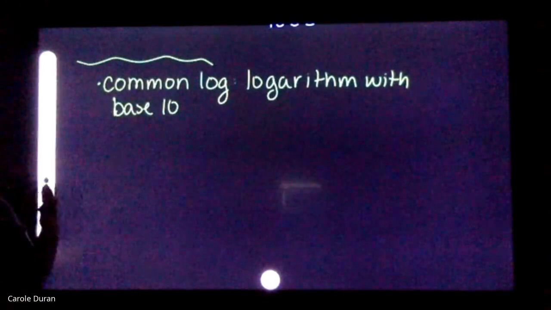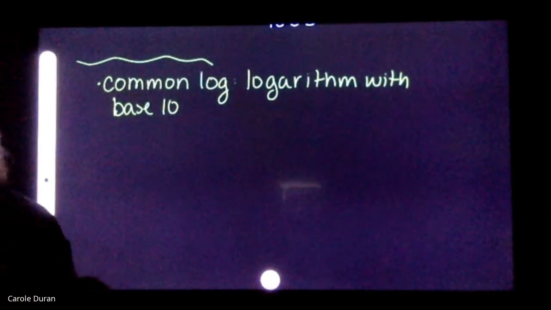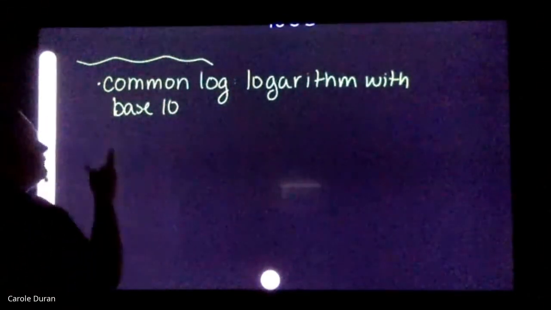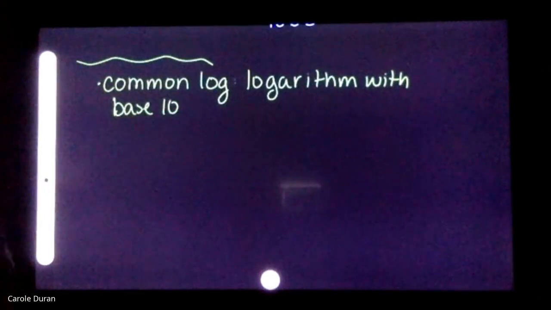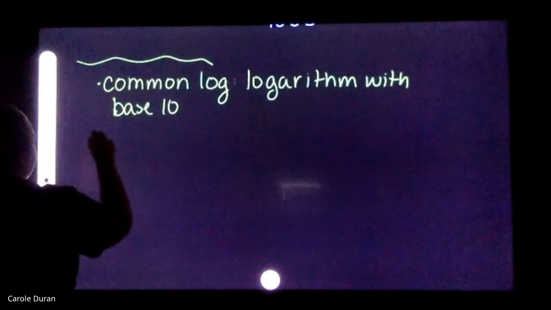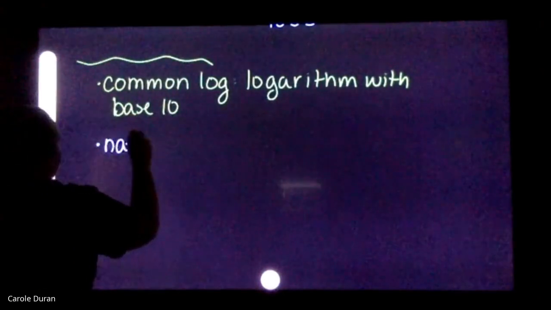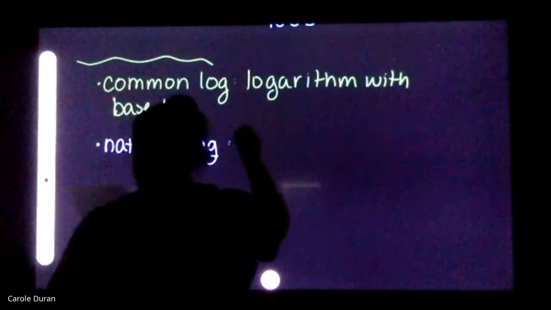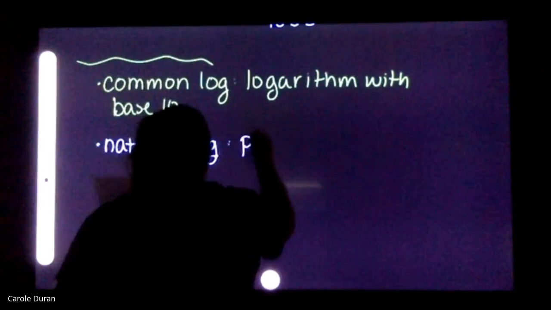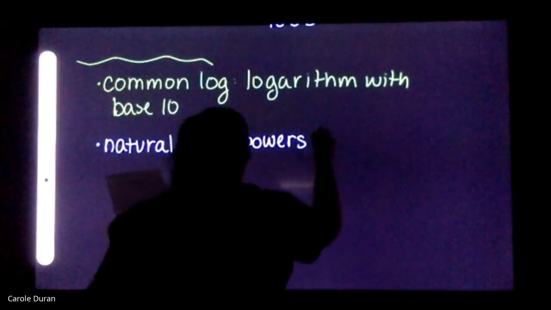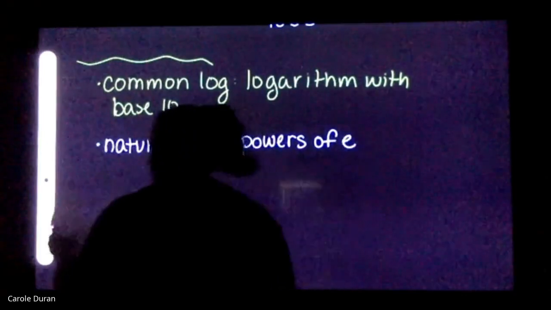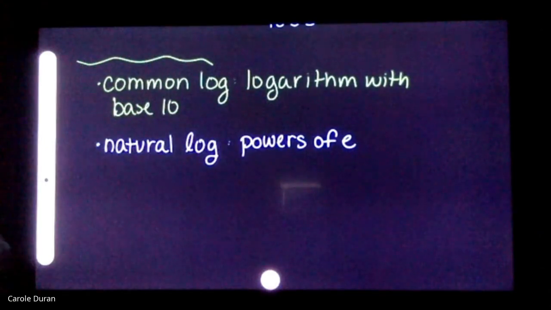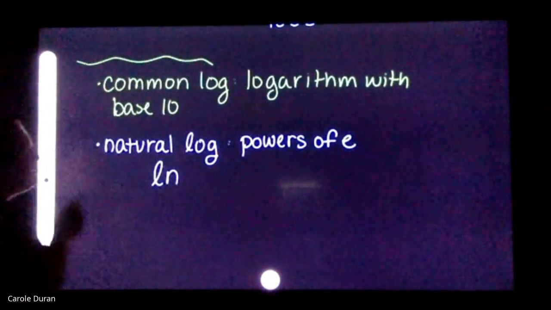And on our calculator, it looks like log, like it literally just is log. And this is the logarithm that we were just using in the exponential logarithmic conversion. The other type of logarithm then is called our natural log. And this is a logarithm that deals with powers of the constant e. And we represent natural log as ln.